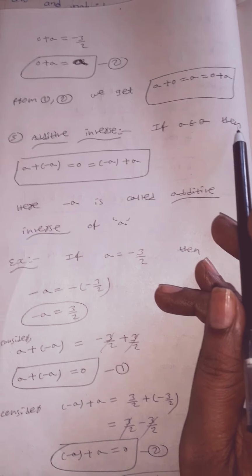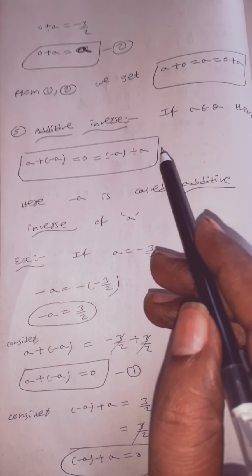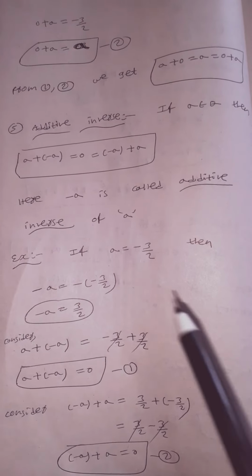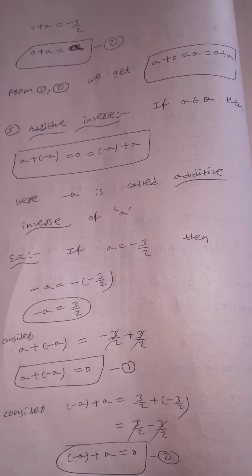If A belongs to Q, then A plus (minus A) equals 0, which is equal to minus A plus A. So here minus A is called the additive inverse of A.